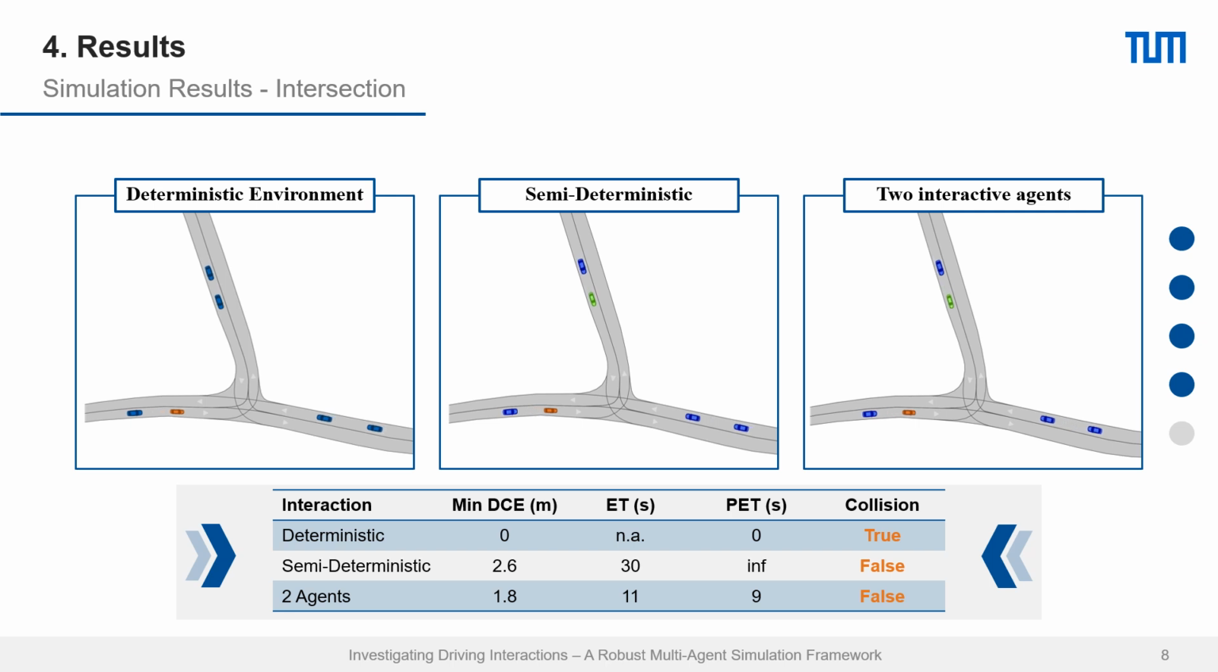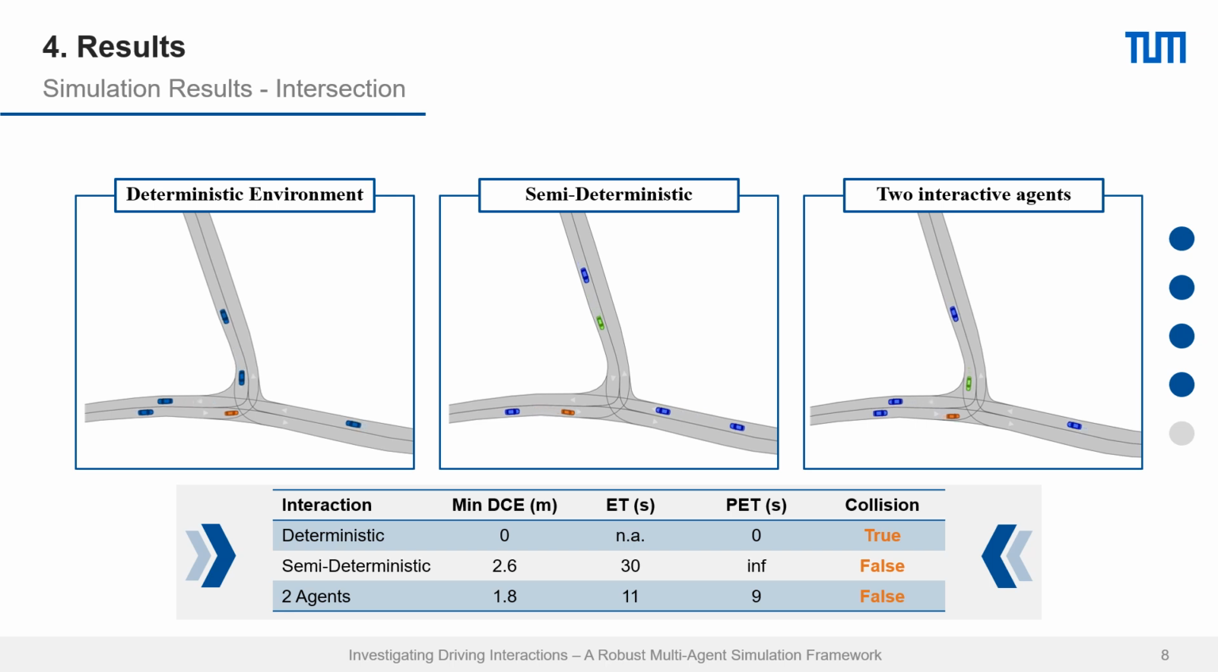Now, let's have a look at the simulation of an exemplary intersection with different settings. As planning method, we use our Frenetics motion planner, which is also available on our GitHub page. On the left, we have the deterministic environment where simulated vehicles do not react to the behavior of the autonomous agent, which is the orange vehicle. As we can see, this results in a collision with the vehicle approaching from the top when the agent enters the intersection area and reduces the velocity due to the oncoming traffic.